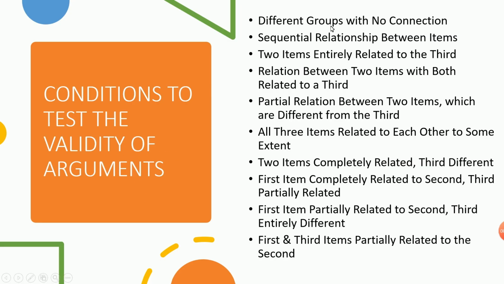See here, these are the 10 different types of Venn diagram validity, that is, Venn diagram possibilities. Any argument should fall in one of these categories. So we have 10 different types of formations or relations using Venn diagrams. We can test the validity of the arguments.